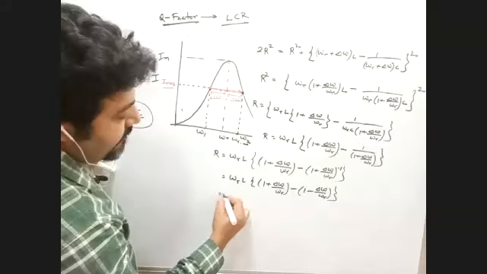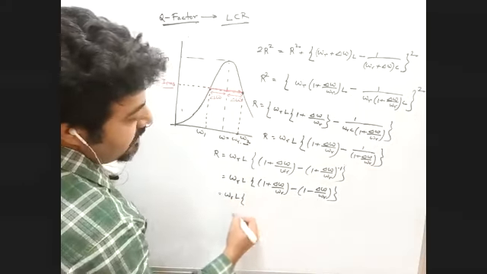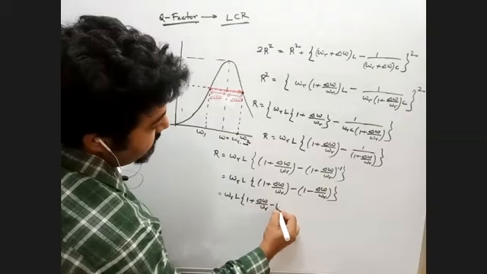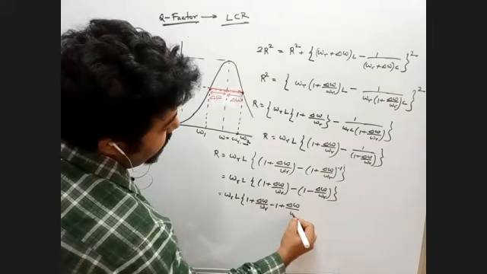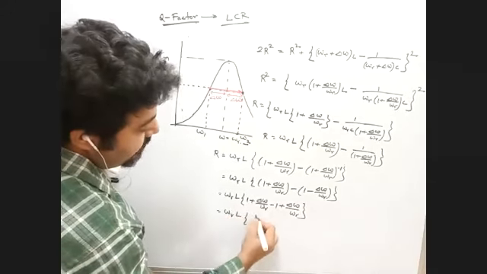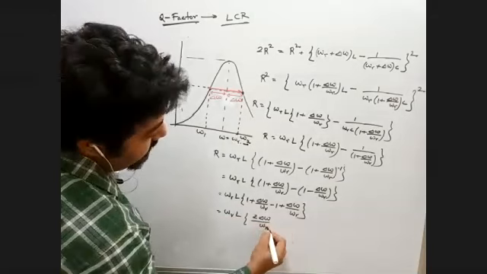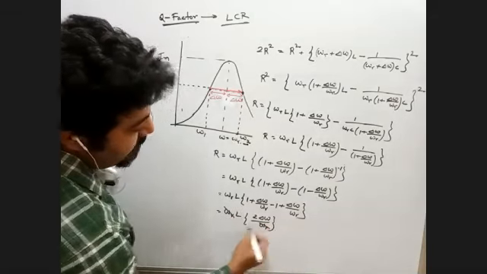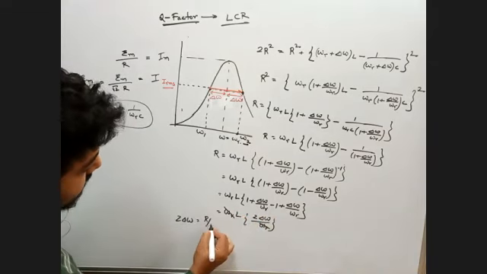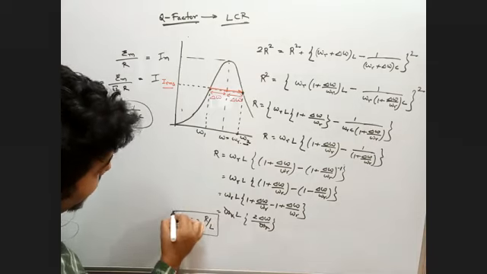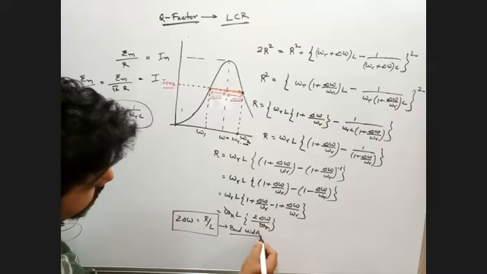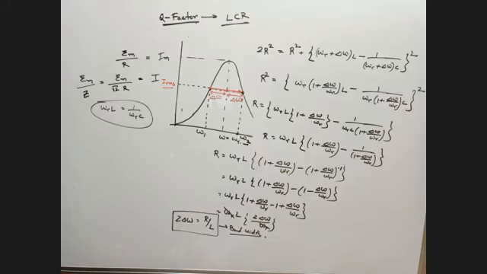So now what you have, omega R into L, that is 1 plus del omega by omega R minus 1 plus del omega by omega R, that minus minus cancels. Omega R L, you have 2 del omega by omega R, so omega R cancels, so 2 del omega is R by L. So now we have proved that bandwidth is R by L. Is it clear?